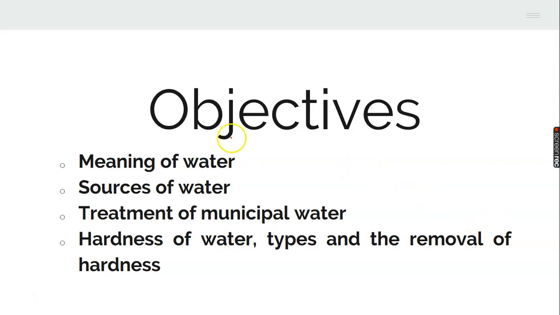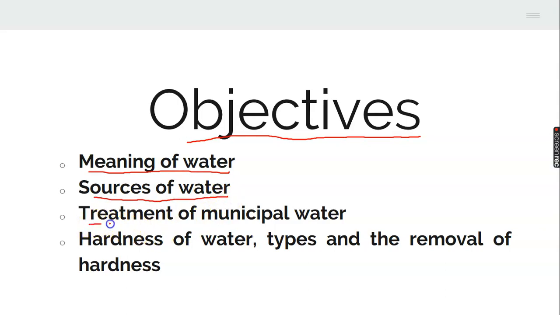So over to our objectives. These are the things we have to achieve at the end of this class. Number one, we have to know the meaning of water. We know the structure as well as the bond as well as the shape. Then we move over to sources. There are two major categories of water. Underneath we have different examples.